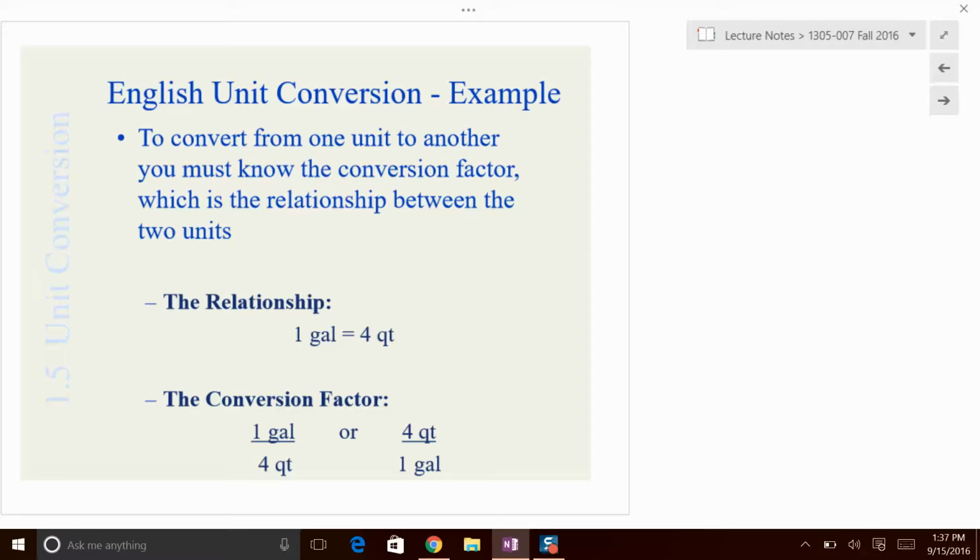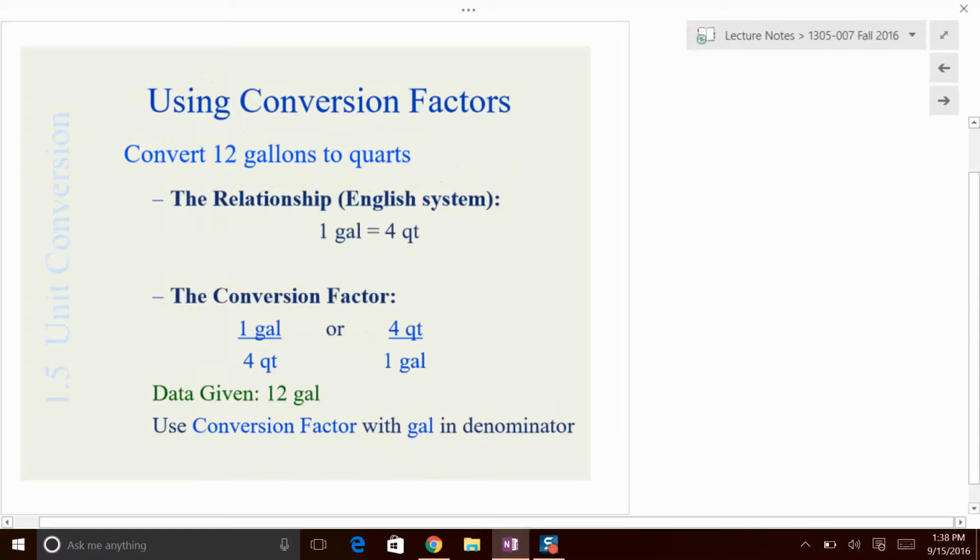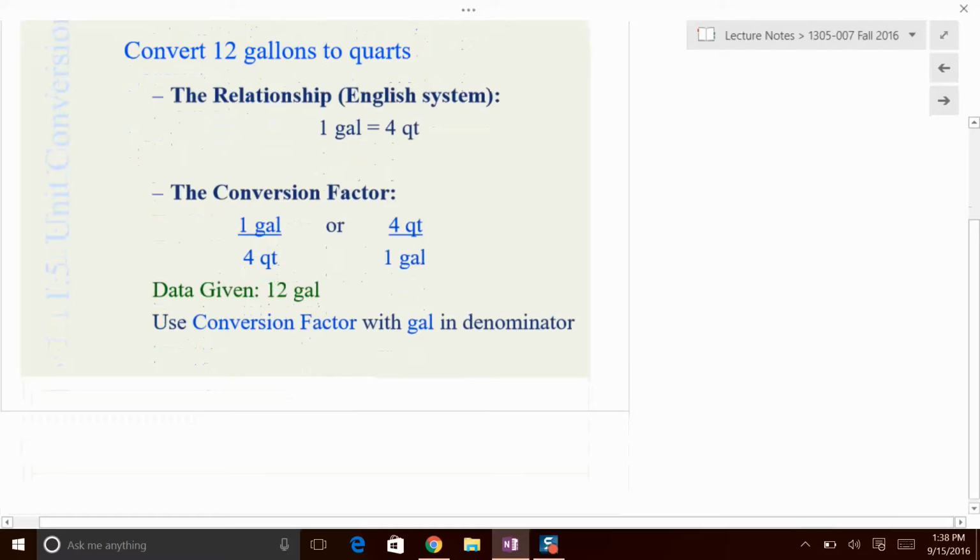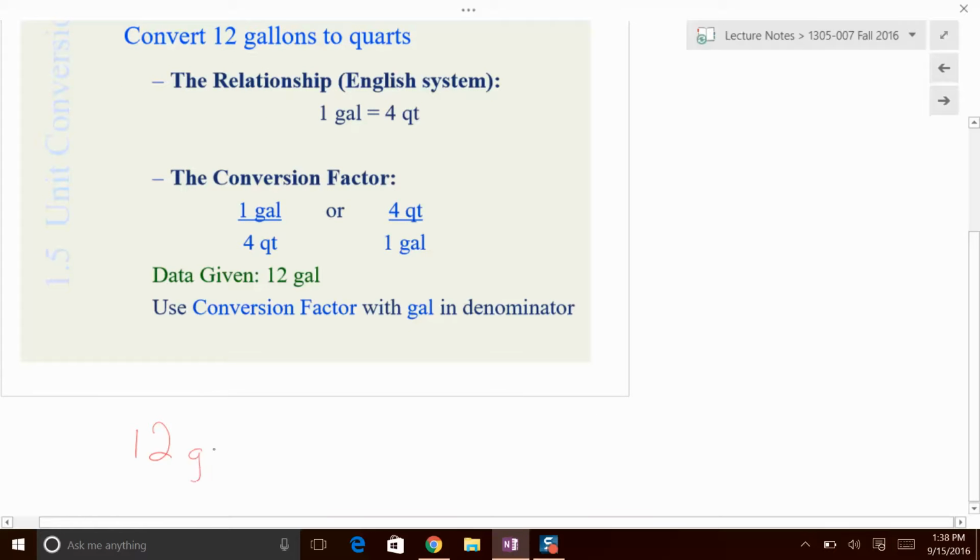But I don't have to think a lot about which one I'm using, because if I set up the dimensional analysis correctly, it will tell me which one I need. Okay? So here they're saying if we want to convert 12 gallons to quarts, okay, using the 1 gallon equals 4 quart conversion factor, then I start with what I'm given, 12 gallons, and I want to convert that to quarts from the gallons. I have to get rid of my gallons. I'm left with quarts.